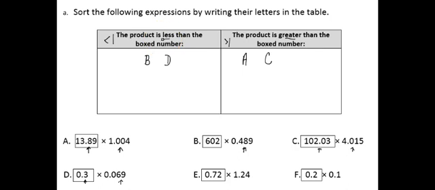Here I have 72 hundredths. I'm multiplying it by a number greater than 1, so I'll end up with an answer that's greater than 72 hundredths. And in my final question, I have 2/10. I'm multiplying it by 1/10, which is less than 1, so I will end up with an answer that's less than the number I started with.